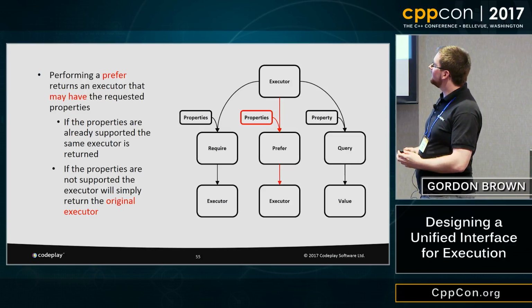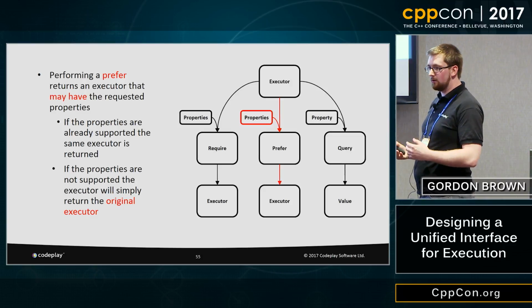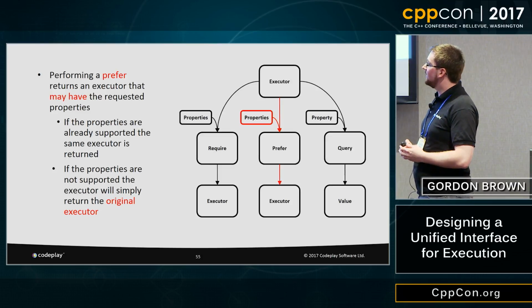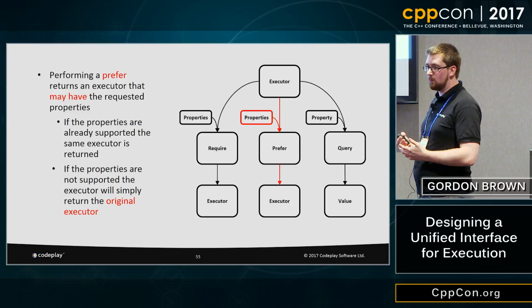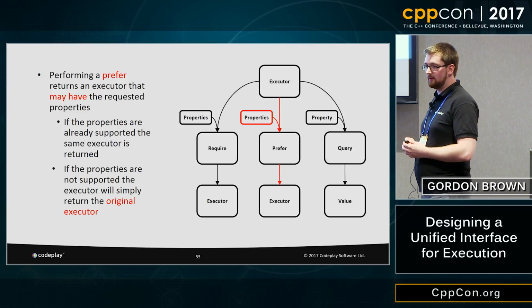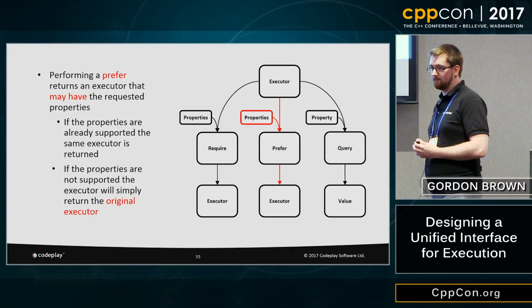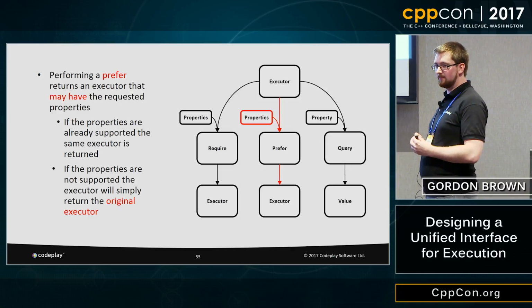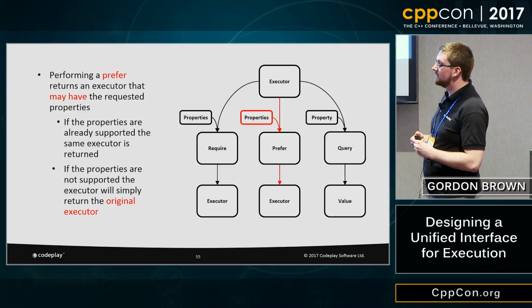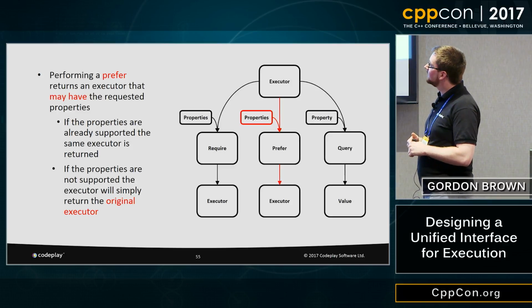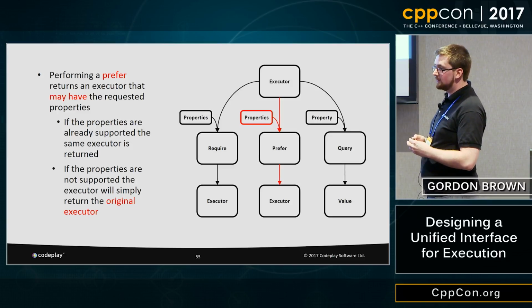So the way it works is if require would succeed, so if require would compile, then prefer is guaranteed to do the same as require. So essentially, it tries to require, and if it can, it will return the different executor. Otherwise it will likely return the original executor. That's not on the slide. There are three cases. The success case is not listed.